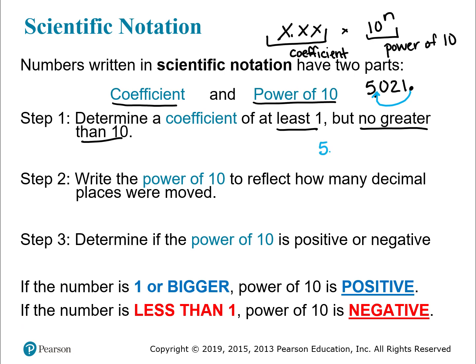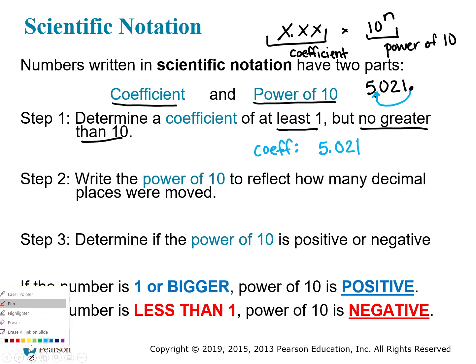So that we now have 5.021 as our coefficient. Now we need to write a power of 10 to reflect how many decimal places we moved. So you literally count 1, 2, 3. We move the decimal point 3 times. So our power of 10 is going to be 10 to the third. Okay? That blue number is what I filled in.